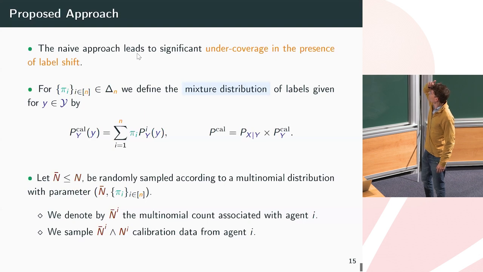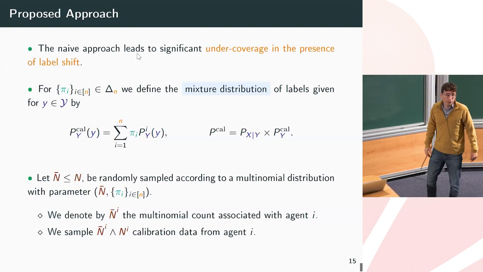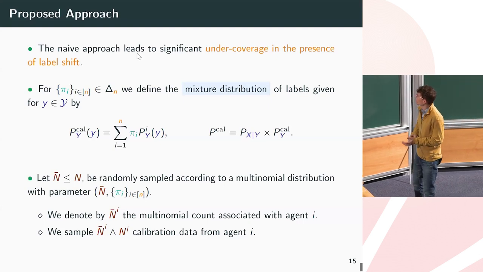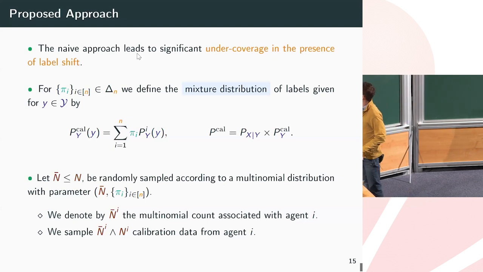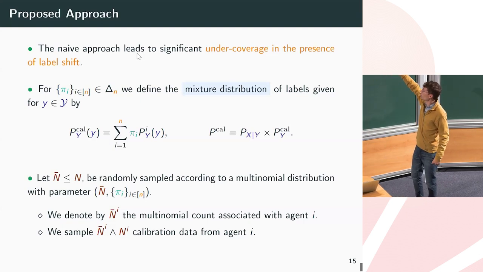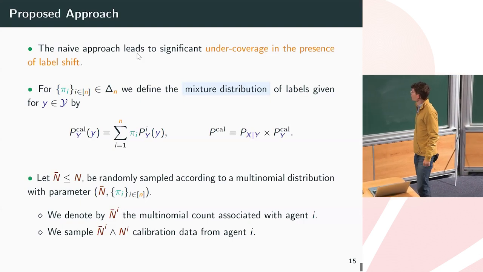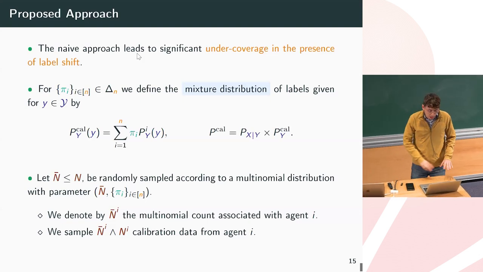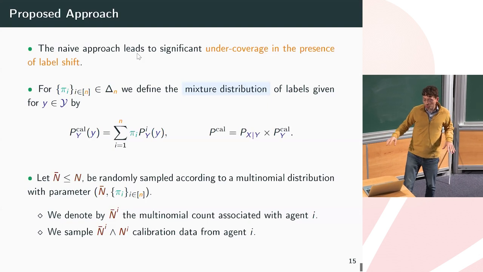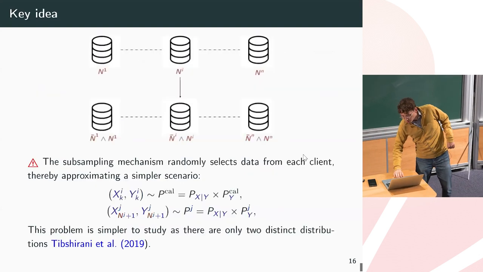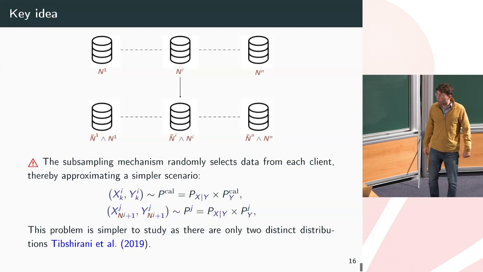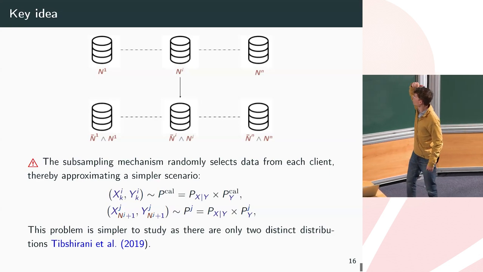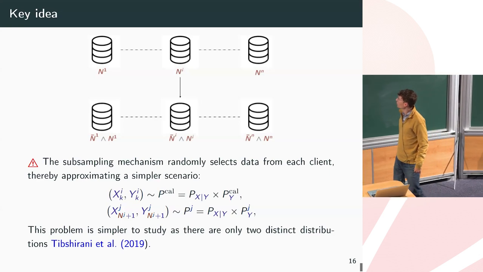The first observation was that you undercover if you use standard methods without tackling the label shift. For that, we decided to introduce a mixture distribution, pi-cal, the peak calibration. It's a mixture distribution because it's a weighted sum of the local distributions pi. The main idea was that we maybe don't want to use all the data from everyone, so we designed a subsampling algorithm. In our algorithm, we don't use every data point from every agent, but we subsample it. We don't take, for example, n_i data from agent i, but a little bit less. So it's based on a subsampling mechanism.